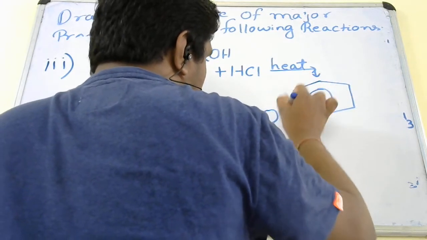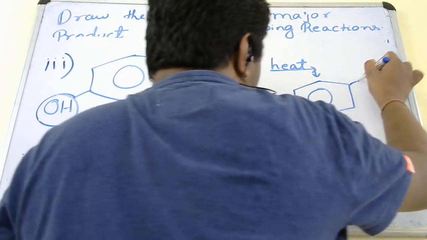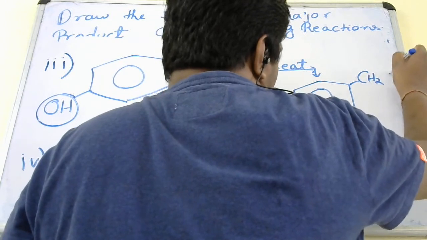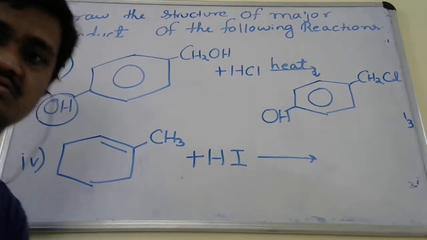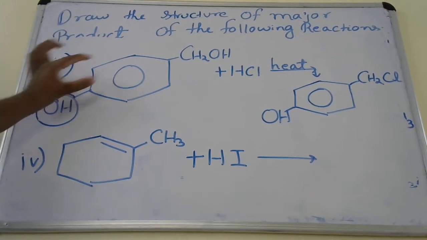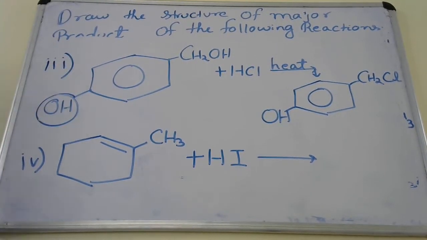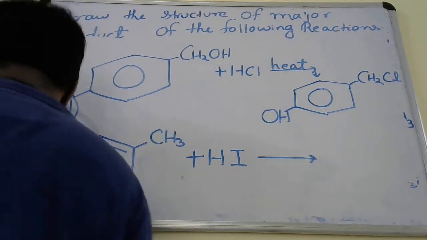I am writing it here: benzene with this OH as it is, and in CH2OH, the OH will be replaced, and hence this is your answer. Because this OH with benzene will form a stronger double bond, it will be difficult to break this bond. That is why the other OH will be replaced.